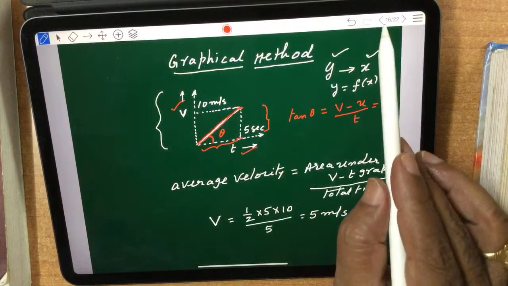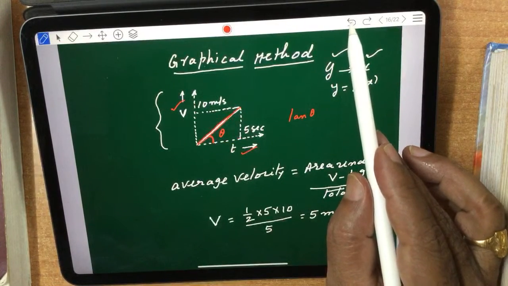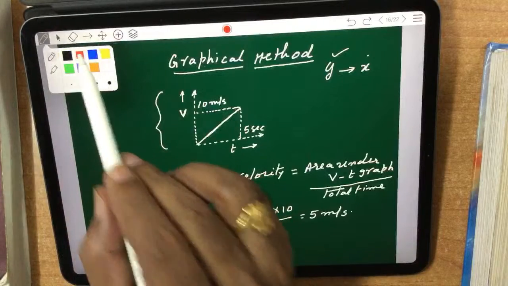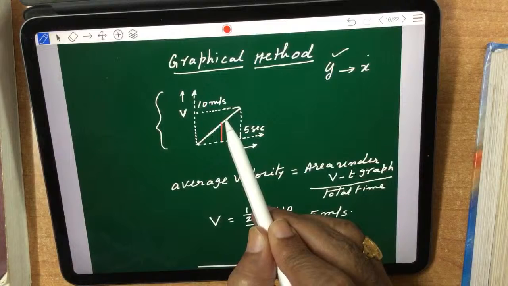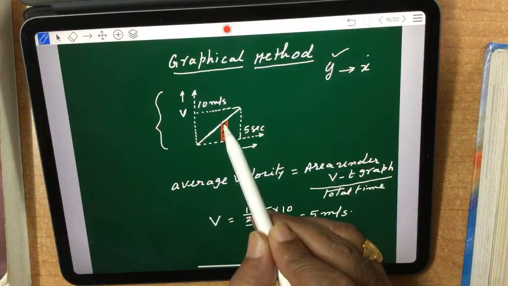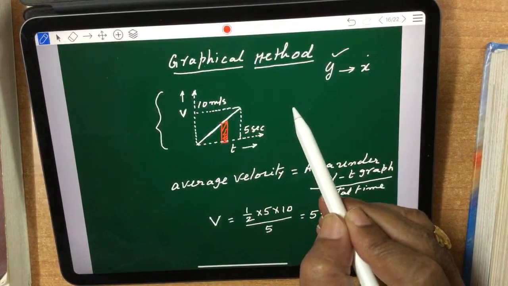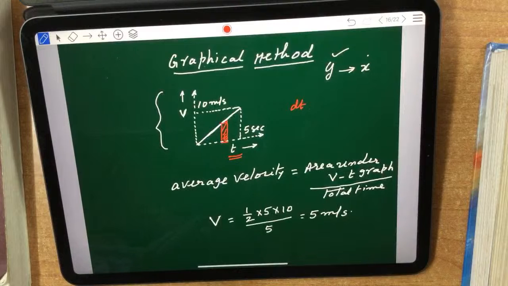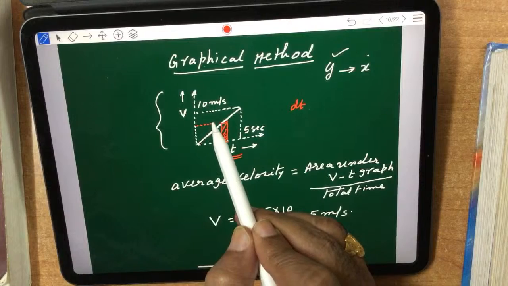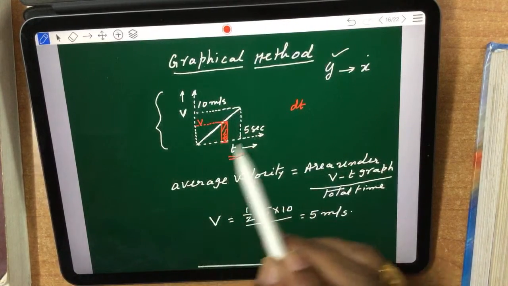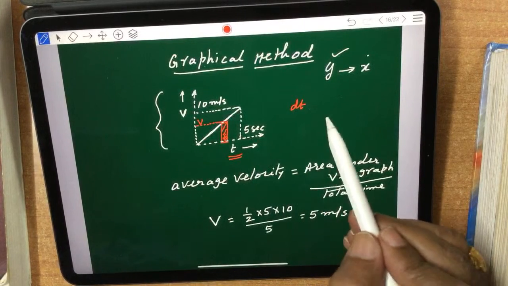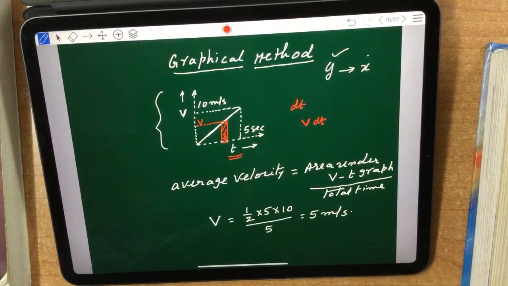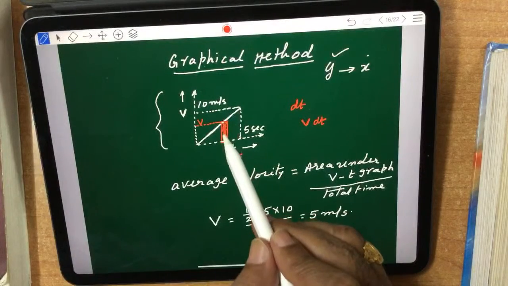If I calculate the area, look now, what does it give? If I divide this total area into small strips, the length of the small strip I will call dt because the x-axis is time. You can also call it dx. The height of the strip is v. Then what does the area mean? Area is length into breadth. Height is v, breadth is dt. This is the area of the strip under this graph.